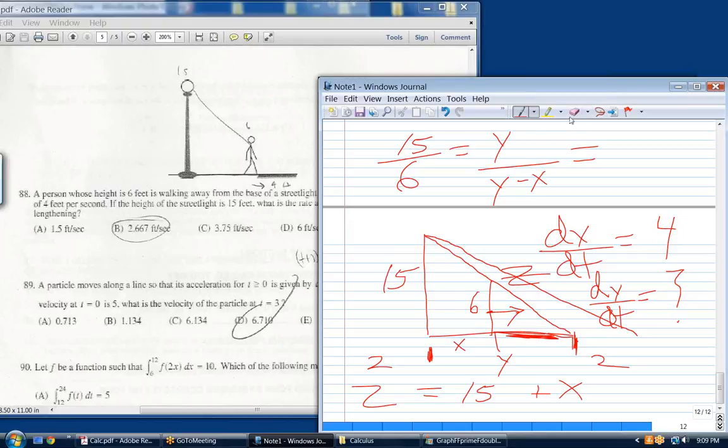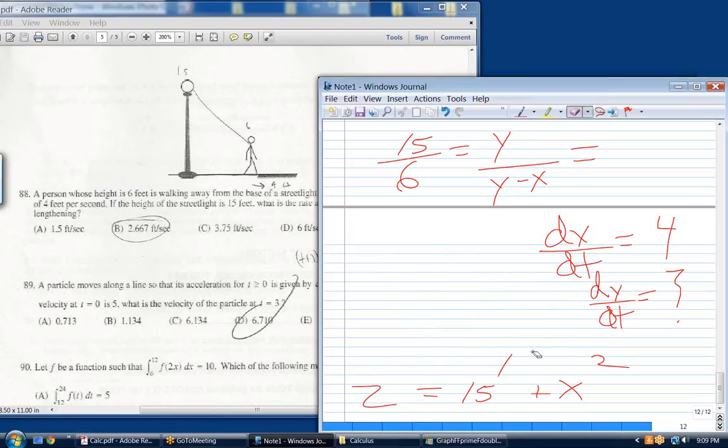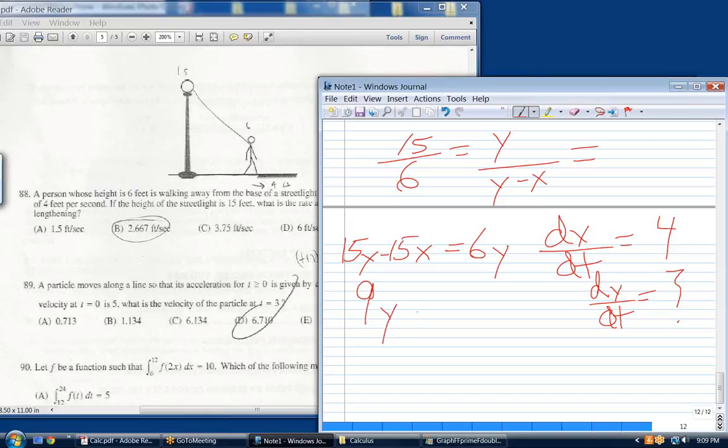So now, if I differentiate this, let's take away my picture for a moment. I've got 15y minus 15x equals 6y. Well, let's simplify that. That's 9y minus 15x equals 0.